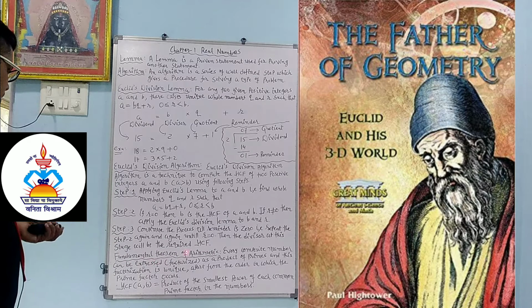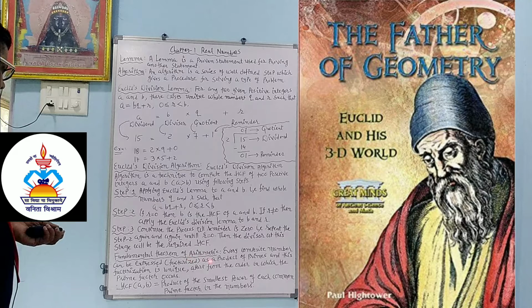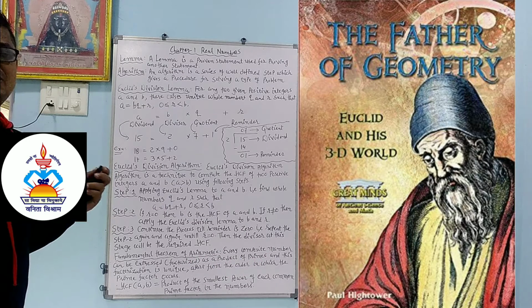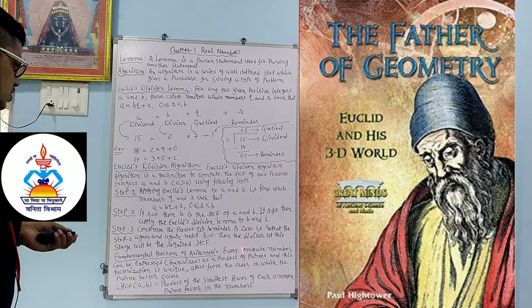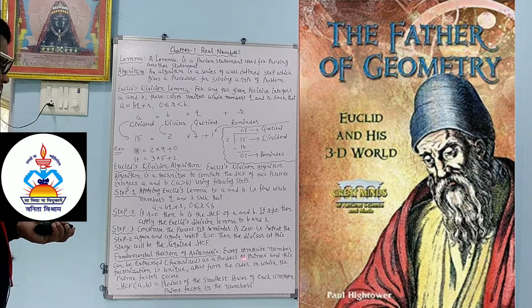Fundamental theorem of arithmetic. Every composite number can be expressed as a product of primes. Prime numbers are those which have only 1 and themselves as factors. Every composite number is expressed as a product of primes, and this factorization is unique apart from the order in which the prime factors occur. So the HCF of a, b equals the product of the smallest power of each common prime factor in the numbers.